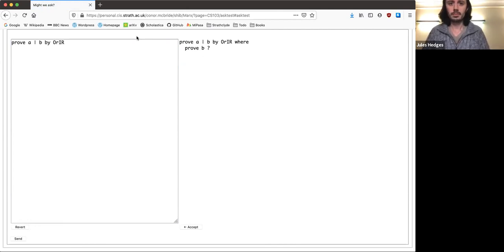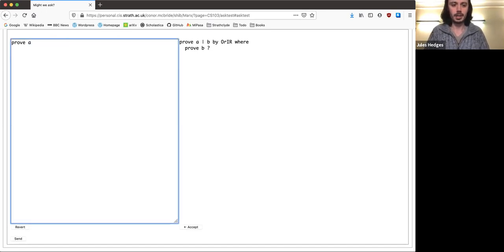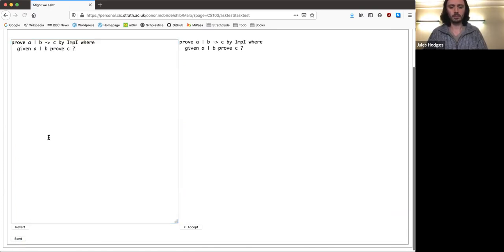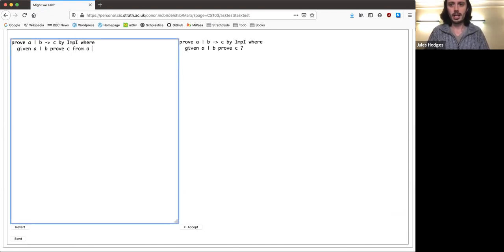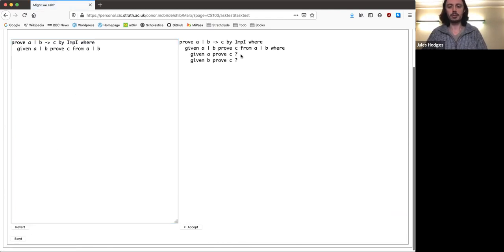Okay. Now, if I set myself up a situation where I have A or B as a given, like this, then I can say "from A or B", and Ask will generate two sub-goals, one where I have to prove C from the hypothesis A, and one where I have to prove C from the hypothesis B.